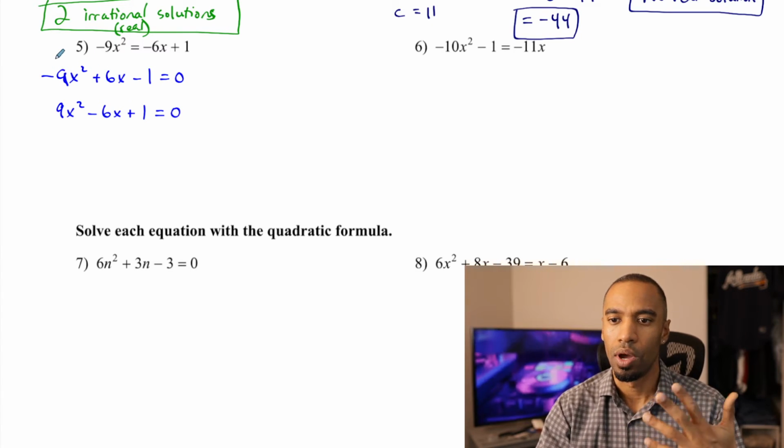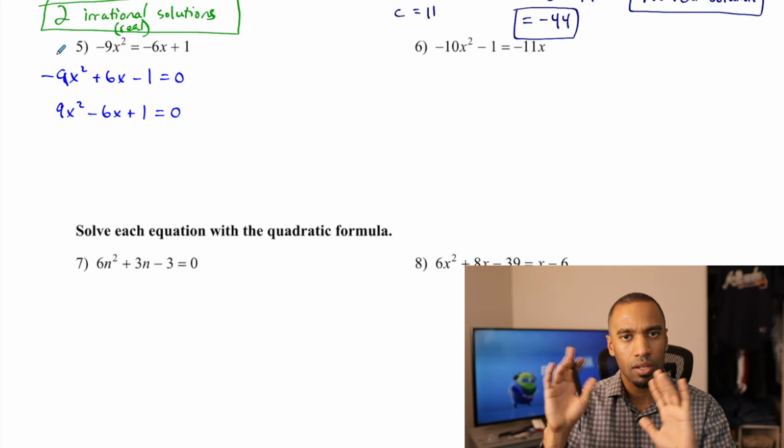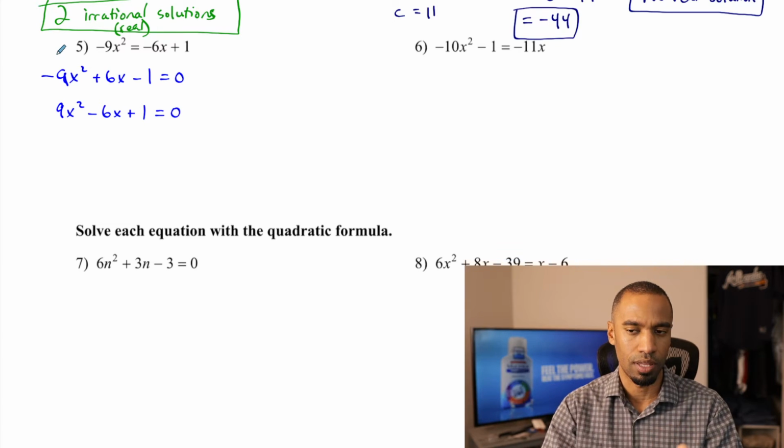Mr. Robinson, what did you just do? I divided everything by negative 1. I multiplied everything by negative 1. I changed all my signs. That's allowed in an equation. Whatever you do to one side, you can do to the other.